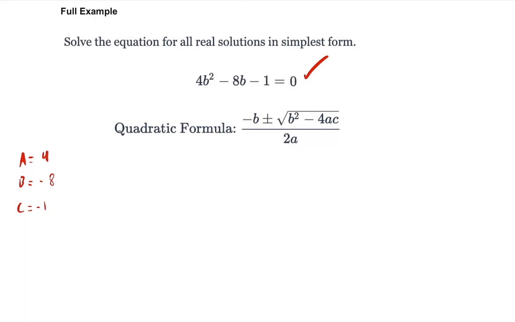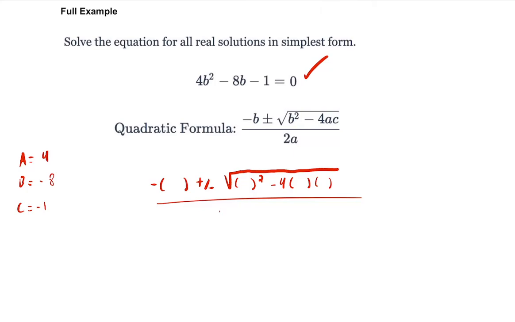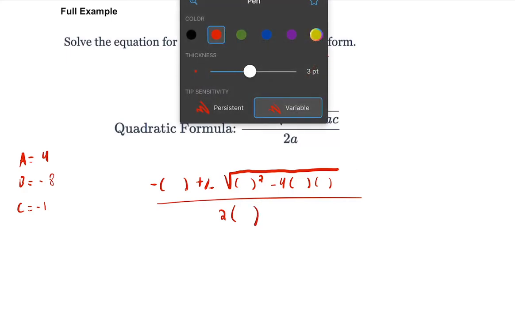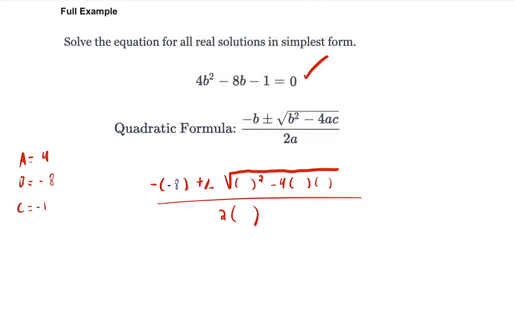So using the quadratic formula, we would have negative B. This is that technique I like to use to avoid mistakes. I just put a parenthesis for every single variable here, and I will fill them in later. Then I go back and fill in 2 times A. We'll leave that out. So negative B: B is -8, so that's going to become a +8. Square root of -8 squared minus 4 times A, which is 4, times C, which is -1, all over 2 times 4, which is 8.